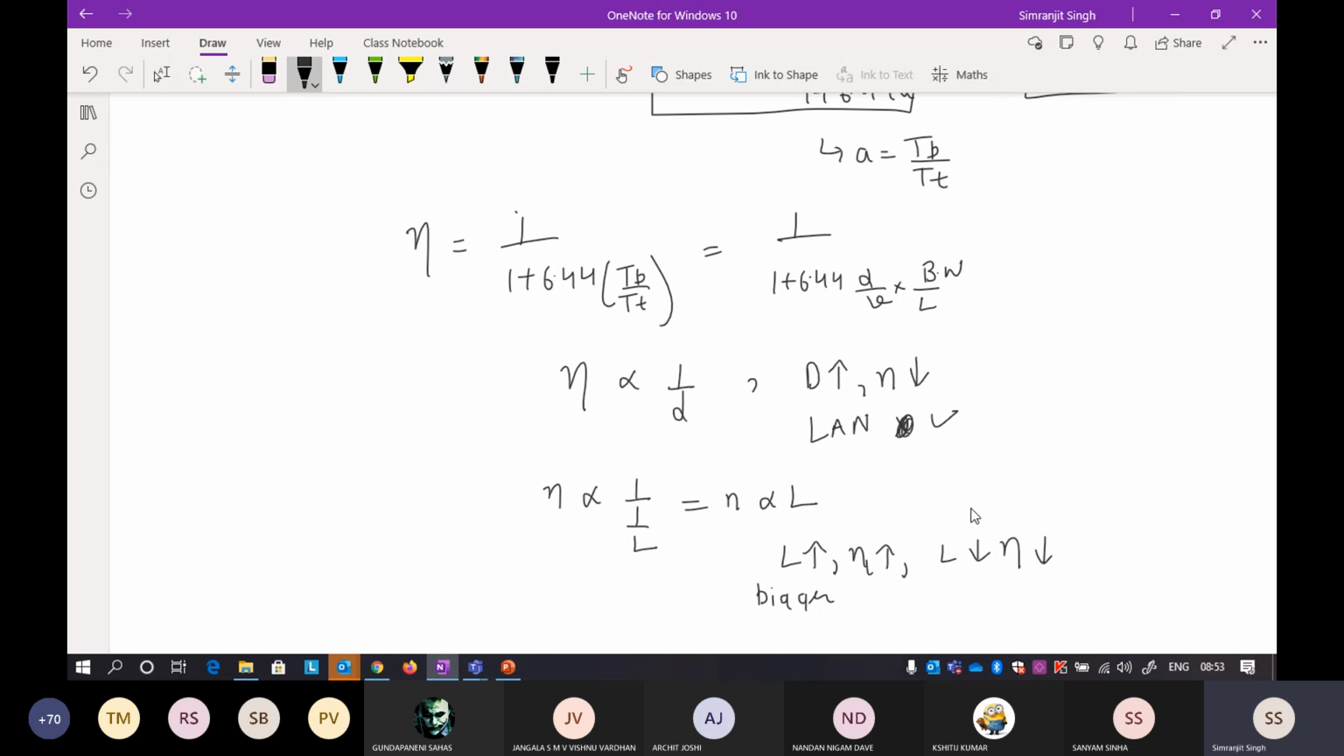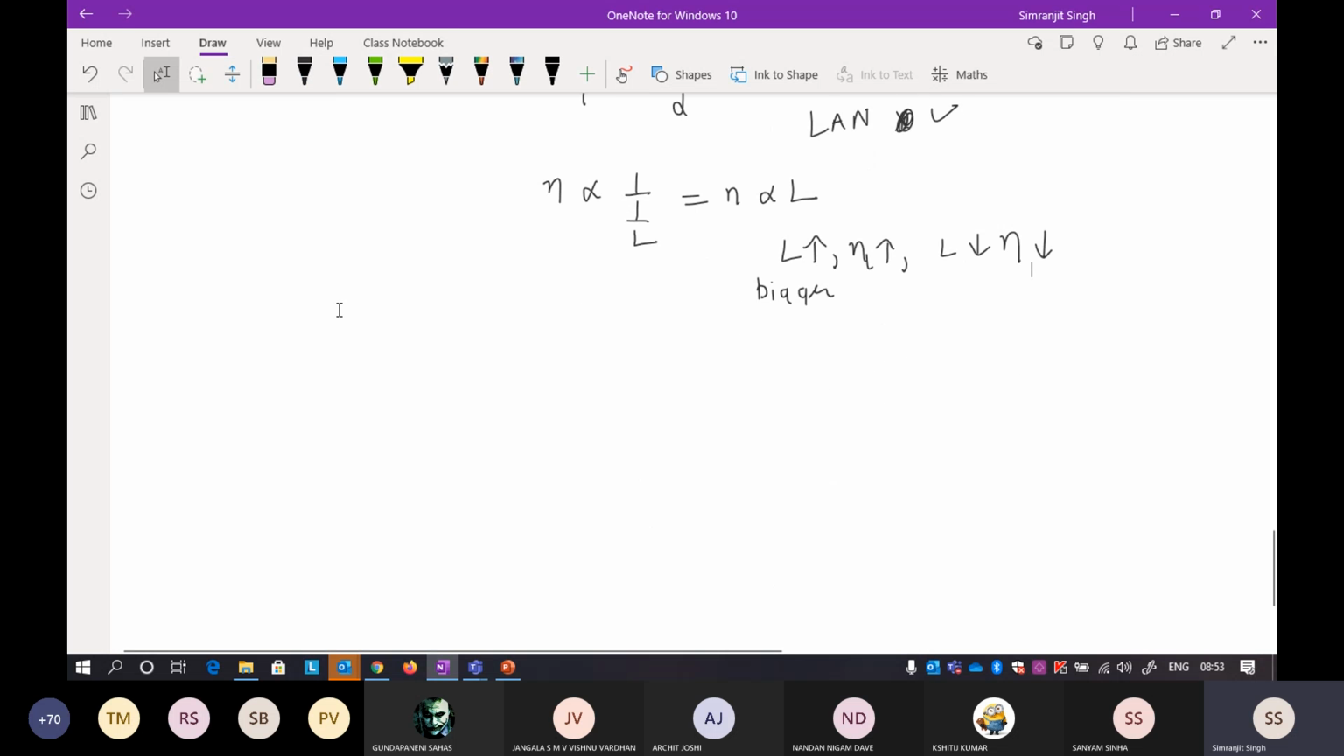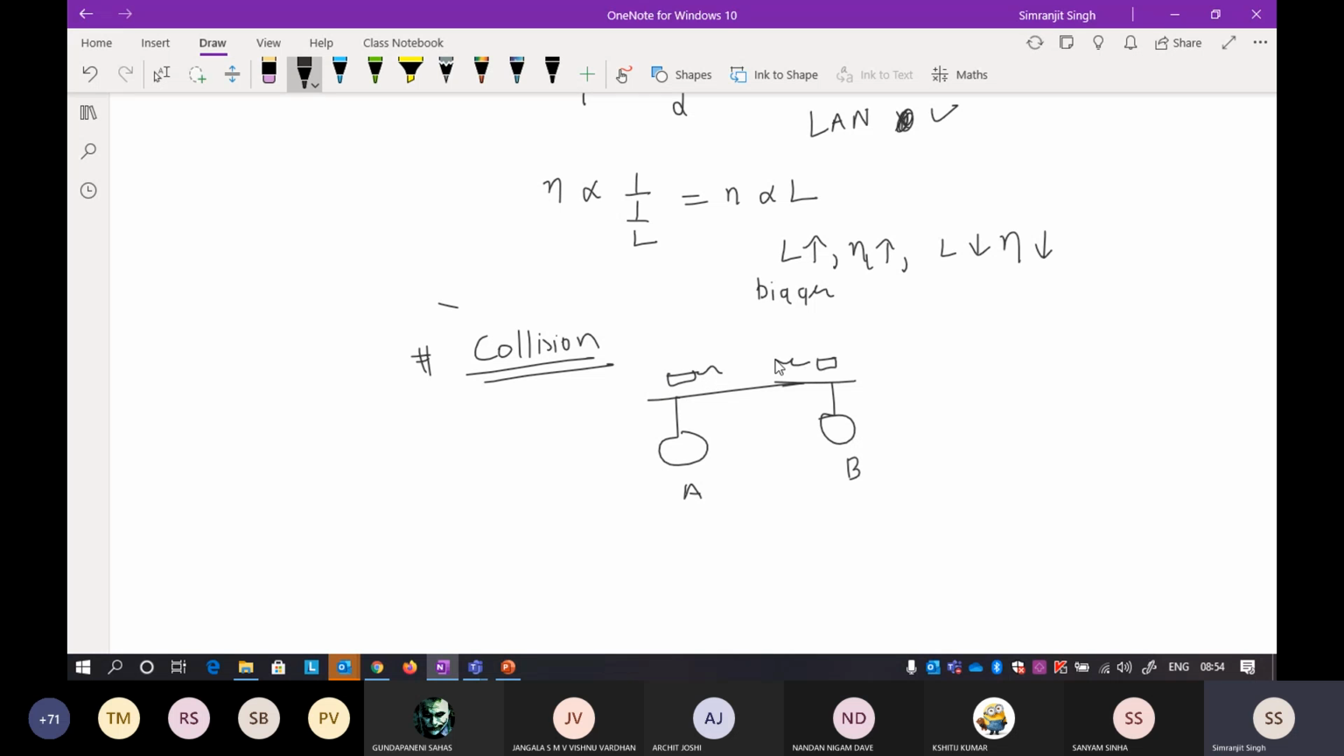Now you have already seen that there will be a collision. When A and B transmit a packet at the same time, there will be a collision, and the collision signal is then transferred to A. Now the question here is when to transmit again.